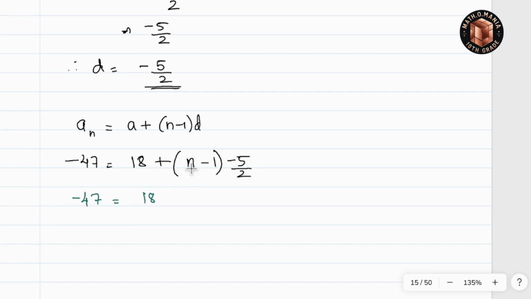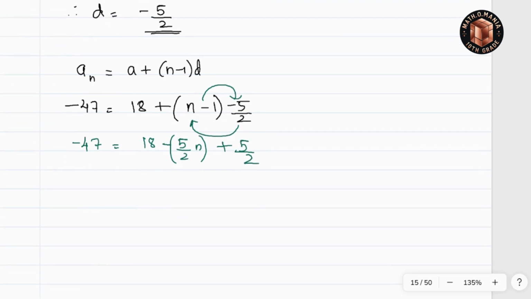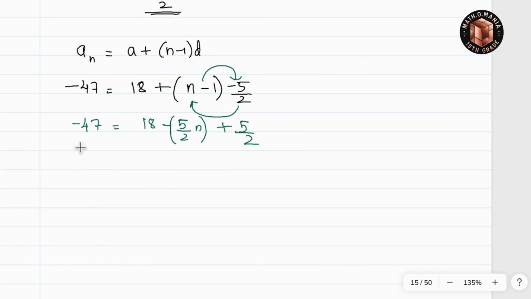That is 18. Now, what will I have to do? I need to open the bracket. That is equal to minus 5 by 2 N. This one and this one, when opened together, minus 1 into minus 5 by 2 becomes positive 5 by 2. So minus 47 equals 18 minus 5 by 2 N plus 5 by 2, right?